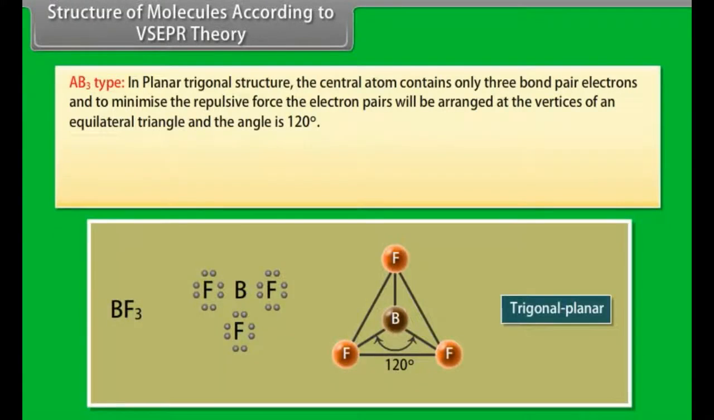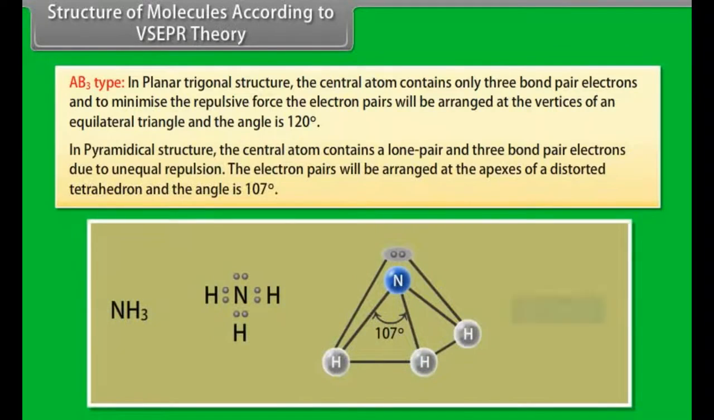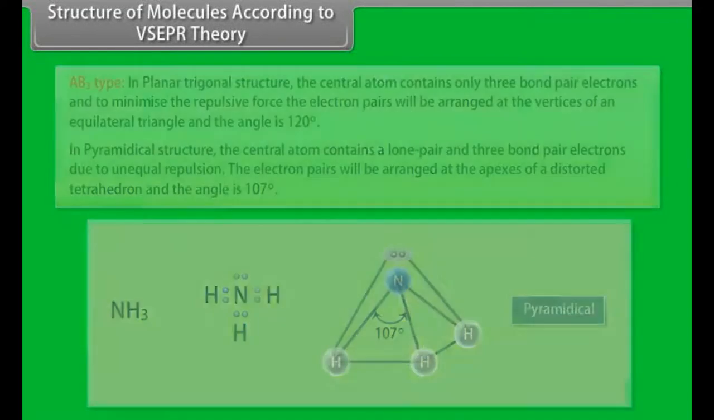AB3 type. In planar trigonal structure, the central atom contains only three bond pair electrons, and to minimize the repulsive force, the electron pairs will be arranged at vertices of an equilateral triangle, and the angle is 120 degree. In pyramidal structure, the central atom contains a lone pair and three bond pair electrons. Due to unequal repulsion, the electron pairs will be arranged at the apexes of a distorted tetrahedron, and the angle is 107 degree.